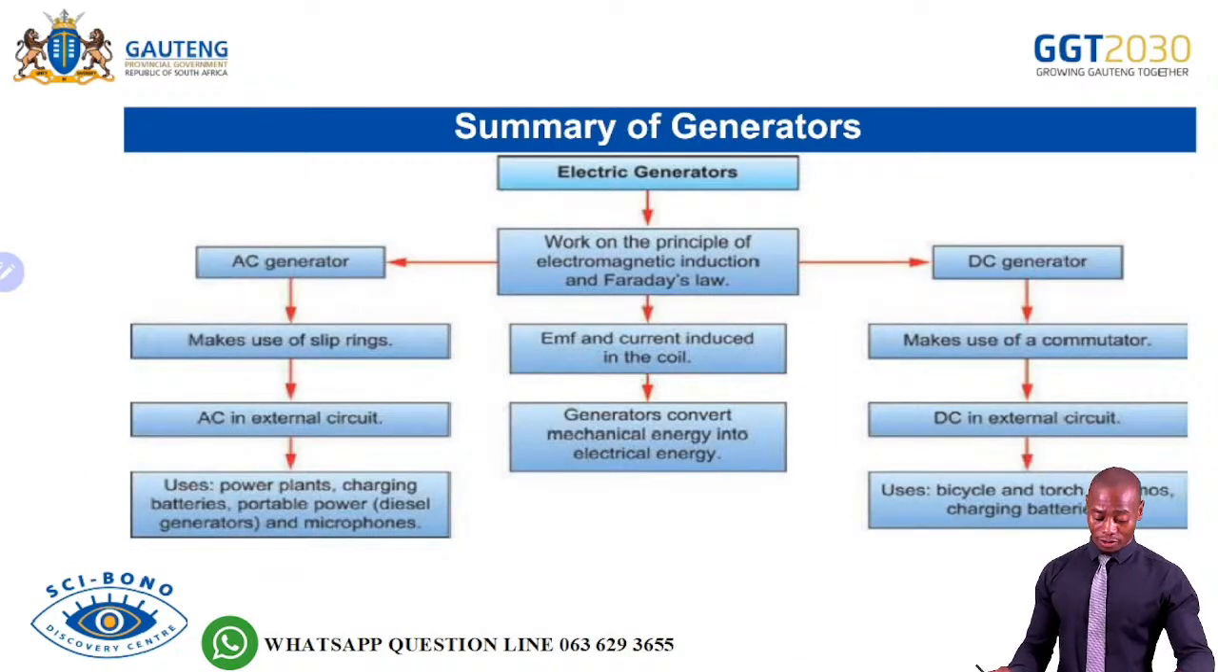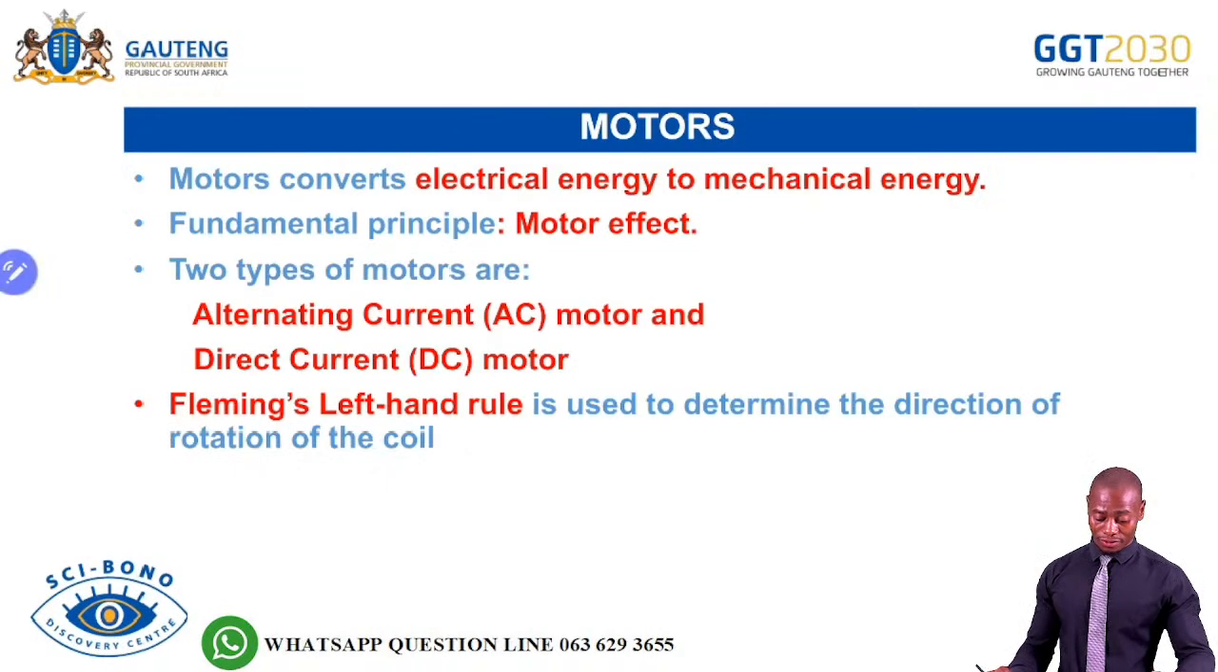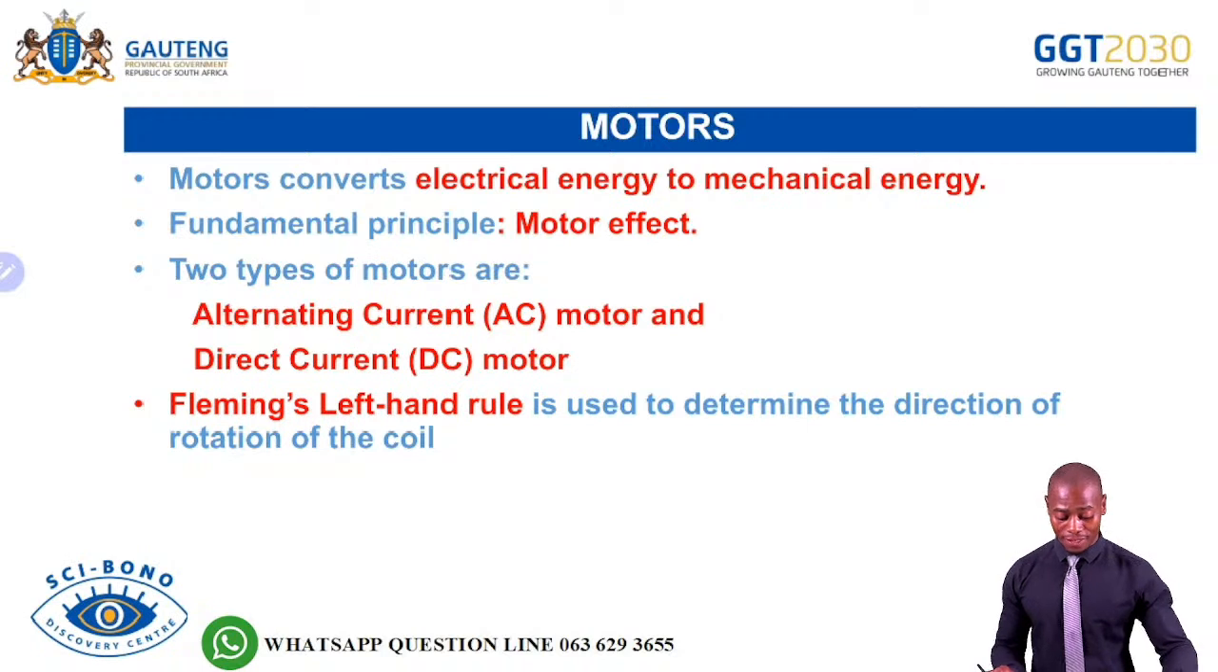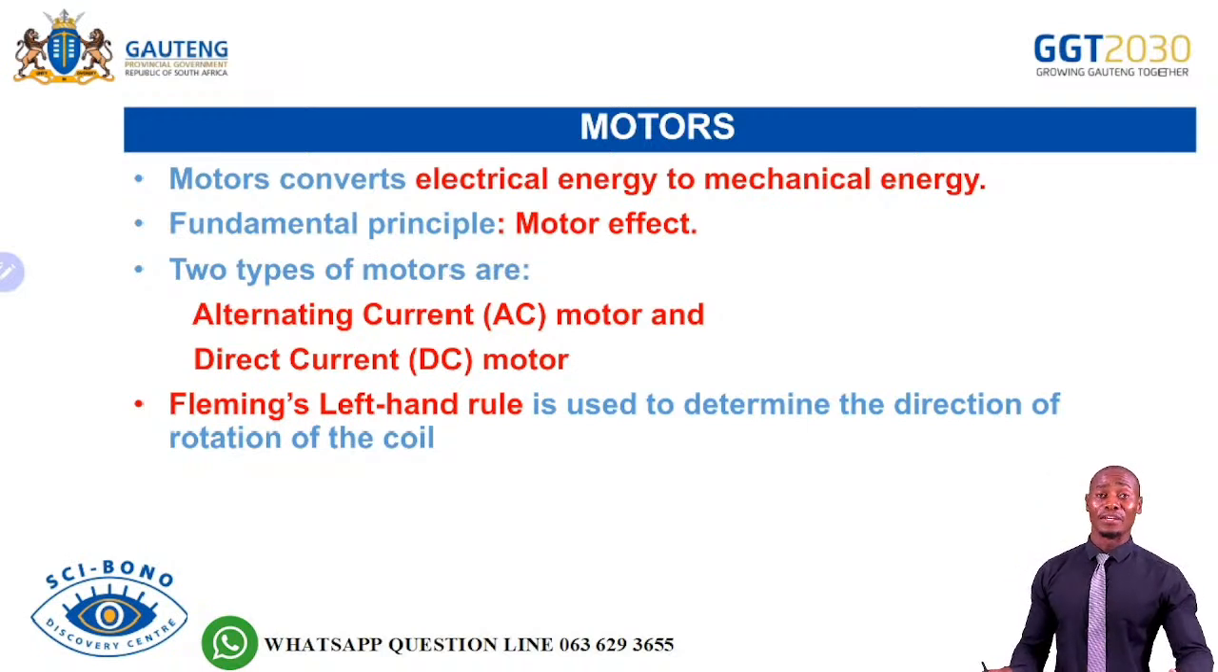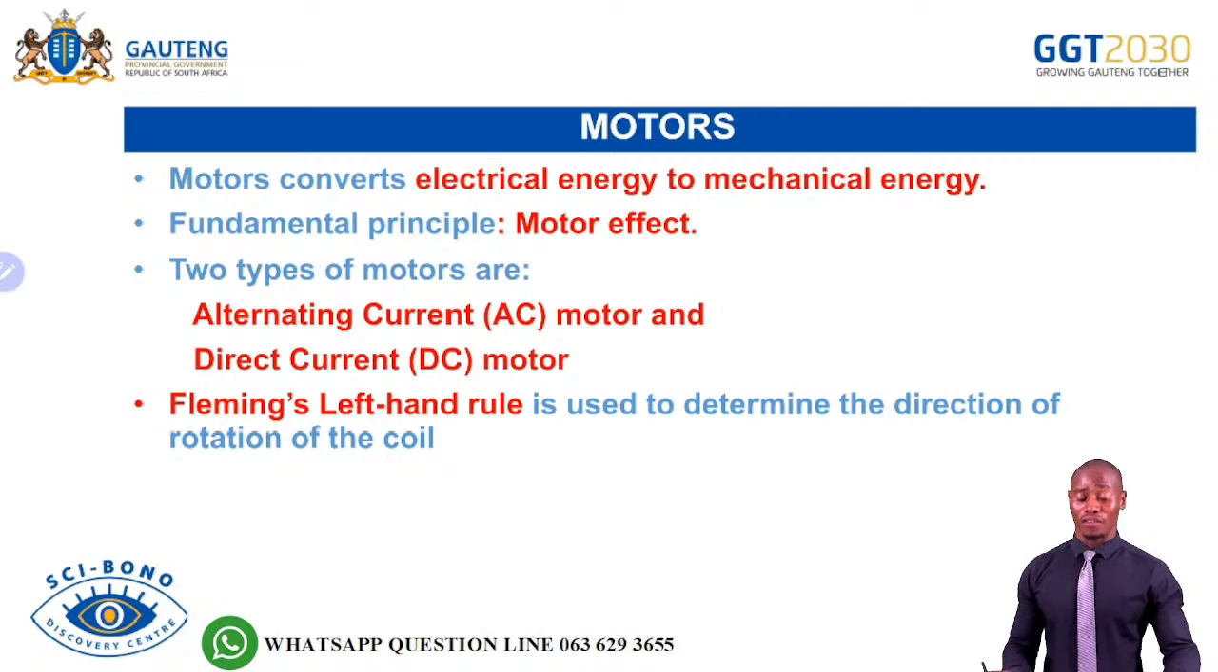So this is just the summary of generators. All right. So we have talked about this already. Motors convert electrical energy to mechanical energy, and they are based on the motor effect. There are two types of motors, we are all aware of that: an AC motor and a DC motor. Then remember, motors are about rotation of the coil, but when it comes to generators, it's about induced EMF. That is why we talk about things that we can do to increase the amount of EMF induced in a coil. Here it's about rotation of the coil, and to find the direction of rotation of the coil, we use Fleming's left-hand rule. So please be careful when it comes to that.